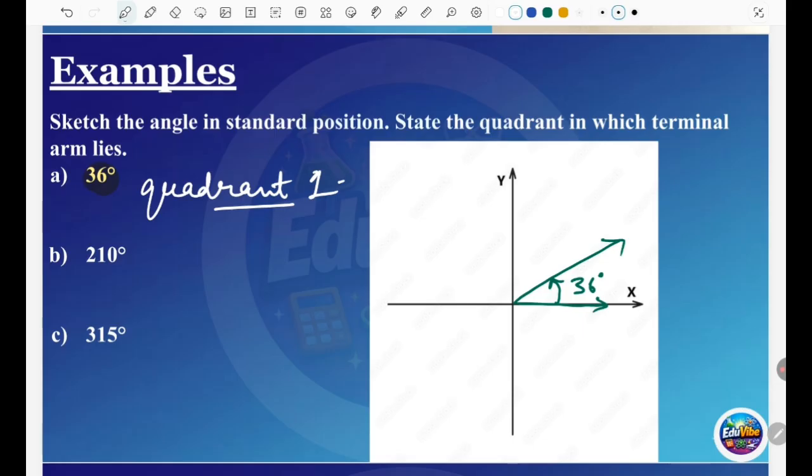So let's see the second one. The second one is 210 degrees. So it lies in the third quadrant, 210. That rotation goes further. So if the initial arm stays over there and we get the rotation up to there.